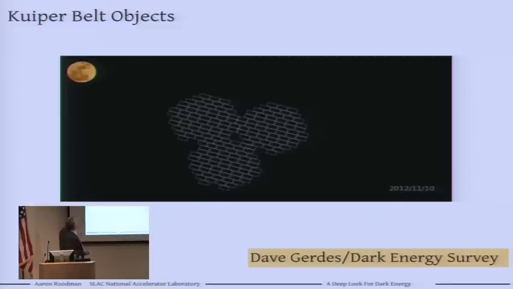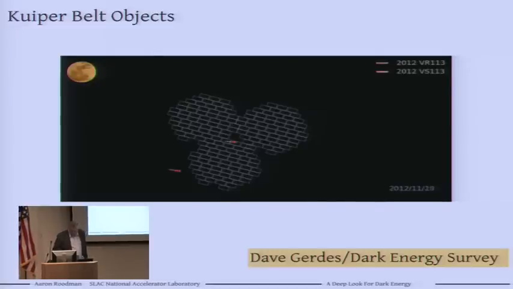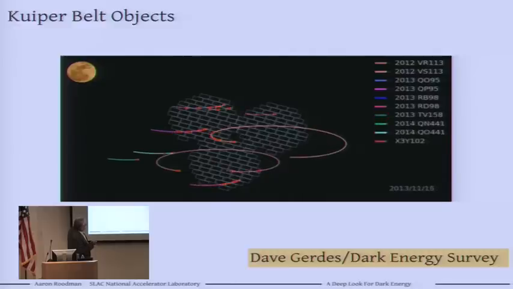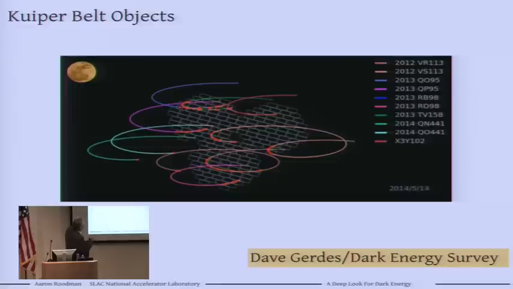Another way that Kuiper belt objects will appear is shown by this kind of visualization put together by my colleague Dave Gerdes from data from the Dark Energy Survey. These regions are the Dark Energy Survey focal plane, their CCD set. And the dots are where Kuiper belt objects appear. And the color scale here is over time, from 2012 to 2014. And these orbits are the apparent orbits of the Kuiper belt objects.